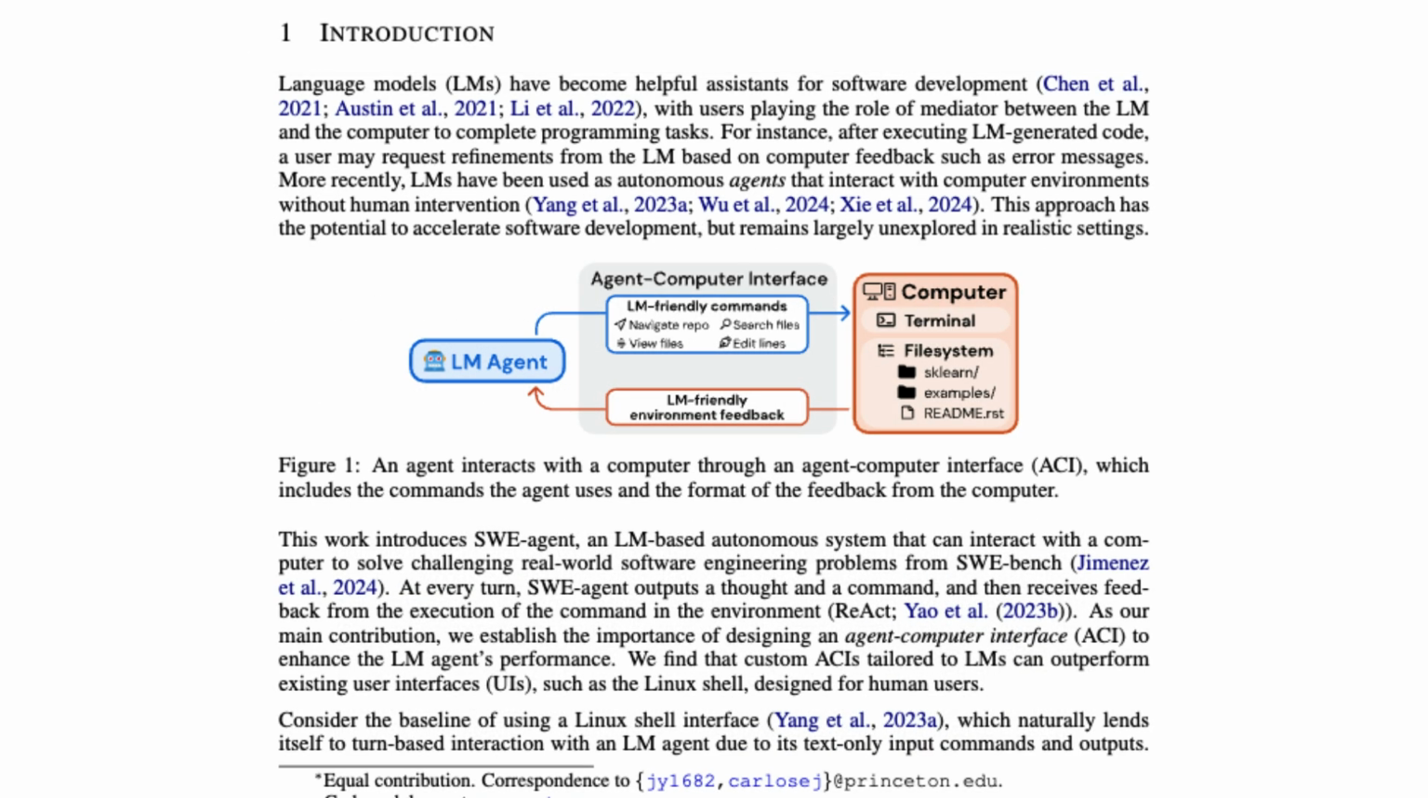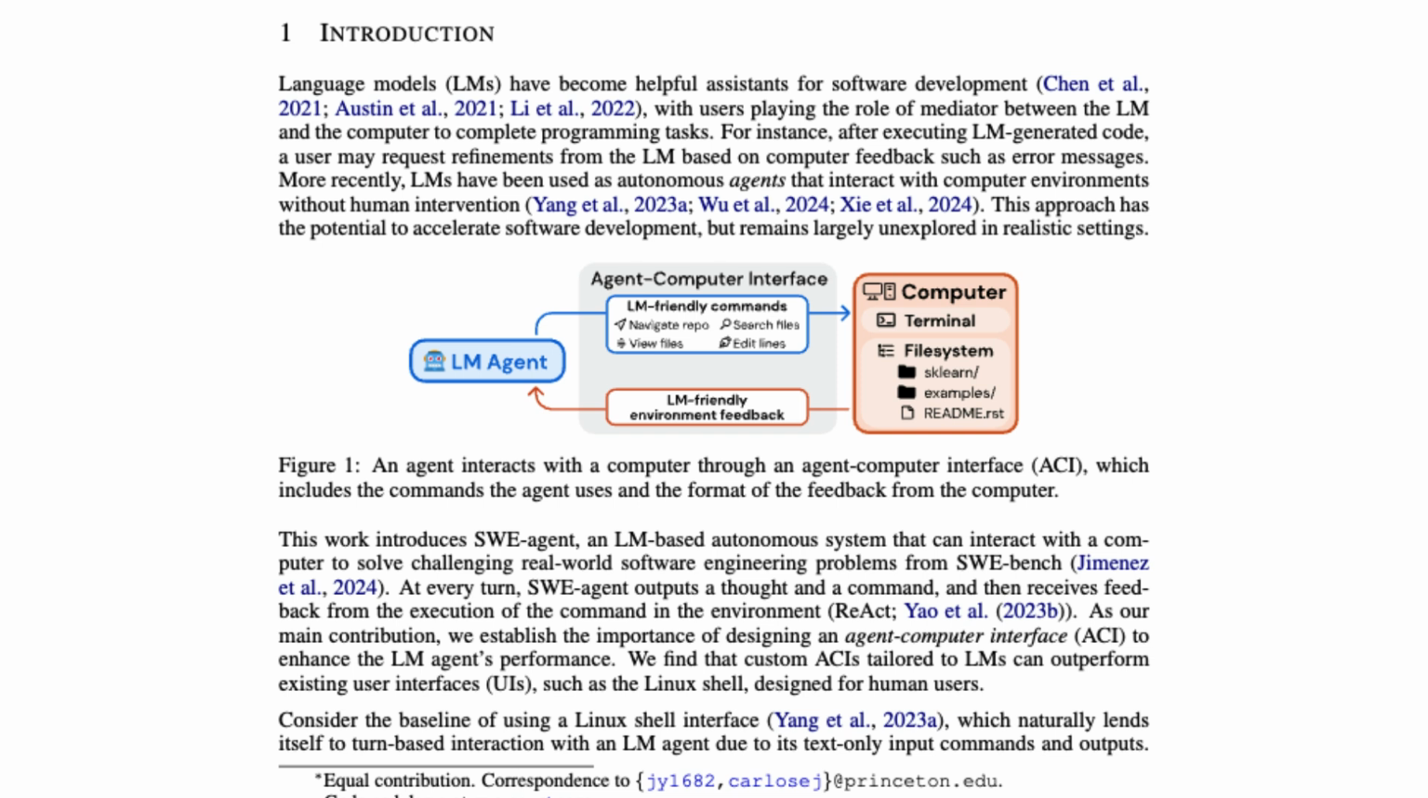1. Introduction. Language models, LMs, have become helpful assistants for software development, with users playing the role of mediator between the LM and the computer to complete programming tasks. For instance, after executing LM-generated code, a user may request refinements from the LM based on computer feedback such as error messages. More recently, LMs have been used as autonomous agents that interact with computer environments without human intervention. This approach has the potential to accelerate software development, but remains largely unexplored in realistic settings.